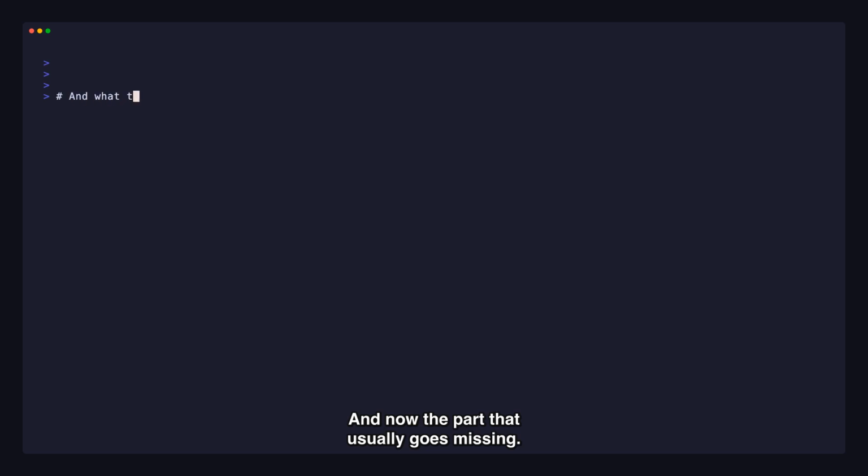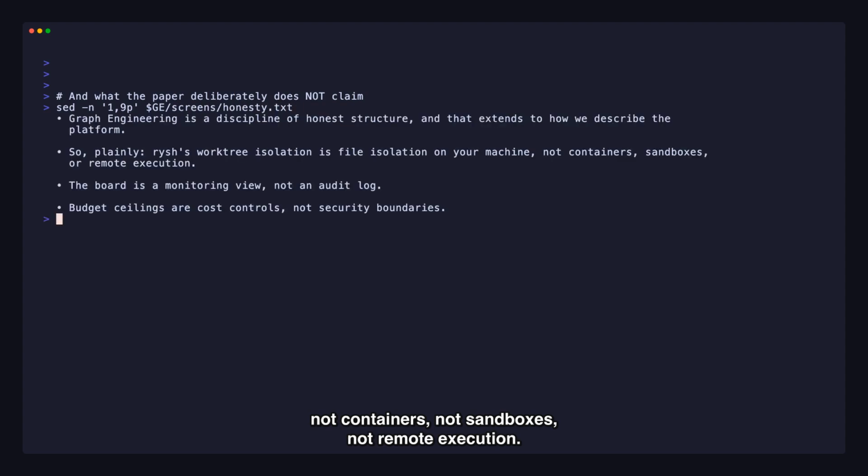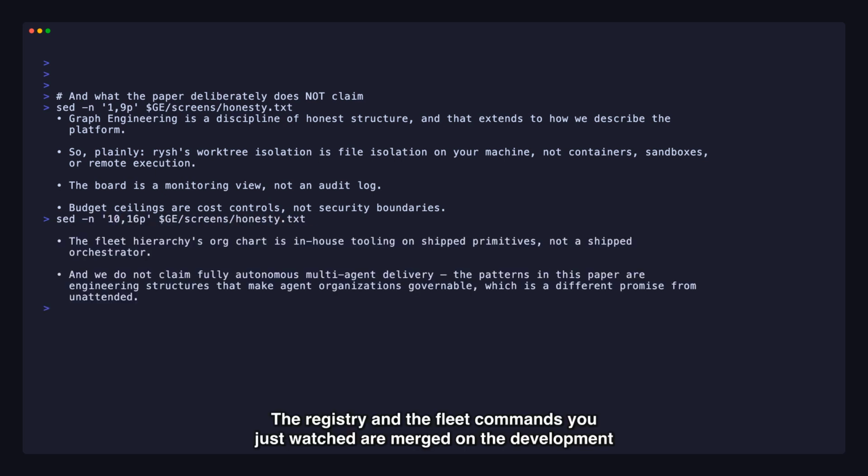And now the part that usually goes missing. Rysh's worktree isolation is file isolation on your machine. Not containers, not sandboxes, not remote execution. The board is a monitoring view, not an audit log. The chart arranging agents into a chief executive, managers, and workers is in-house tooling on shipped primitives, not a shipped orchestrator. The registry and the fleet commands you just watched are merged on the development branch, not in a numbered release. And we do not claim fully autonomous multi-agent delivery.